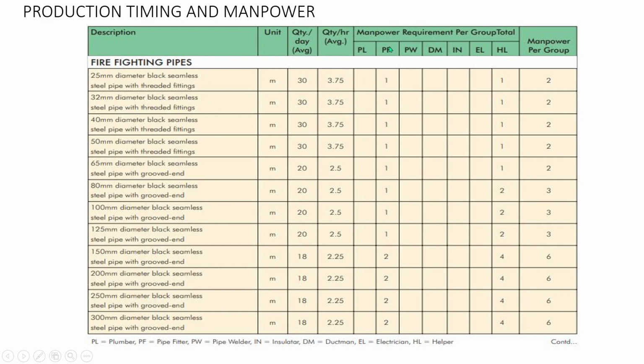Okay, so the manpower requirement, they have one PF which is called pipe fitter. You can see the abbreviation on the below. PF and HL stands for helper. They will use one pipe fitter and one helper. So this manpower per group is 2. Okay. So the same way you have to check it on the different dimensions of pipes.